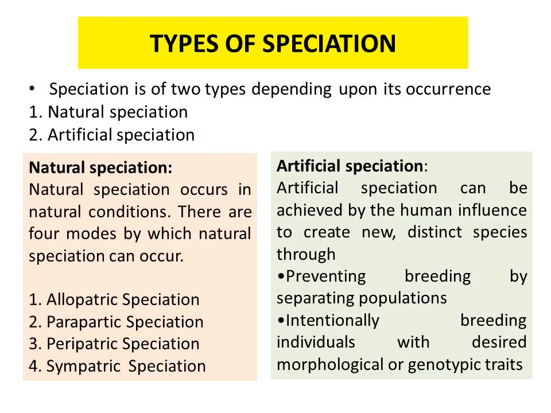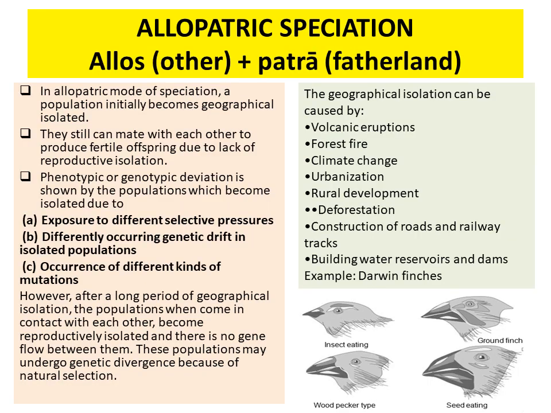We have two types of speciation, natural speciation and artificial speciation. Natural speciation occurs naturally in the environment, in natural conditions, and it is of four types: allopatric speciation, parapatric speciation, peripatric speciation and sympatric speciation. Whereas artificial speciation is achieved with the help of human influence, that is, by preventing breeding by separating the population, or intentionally breeding individuals with desired genotypic traits.